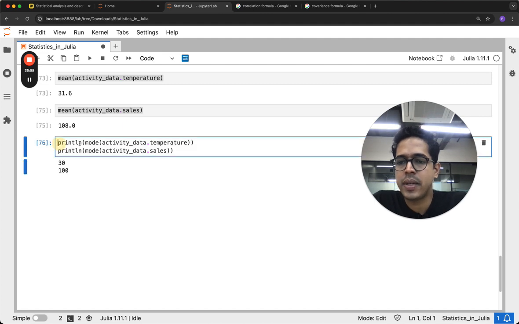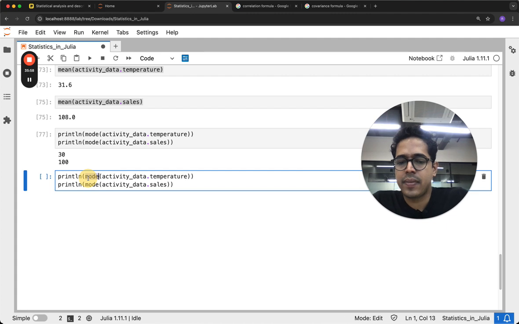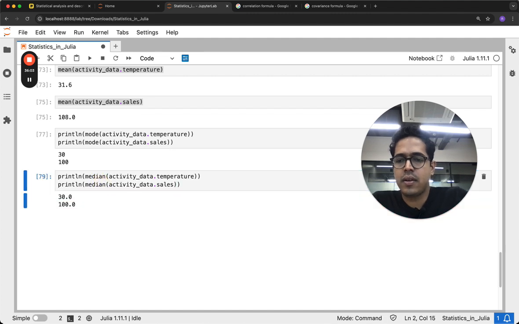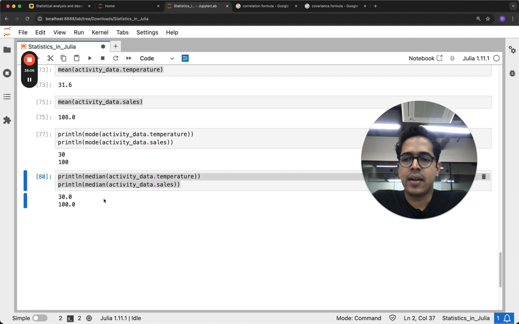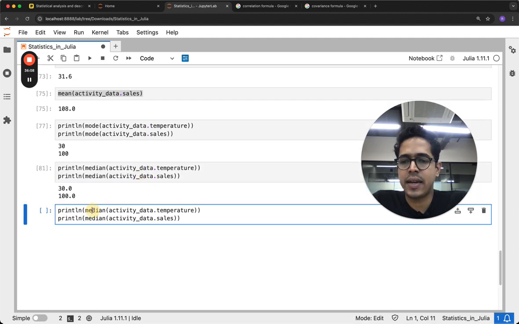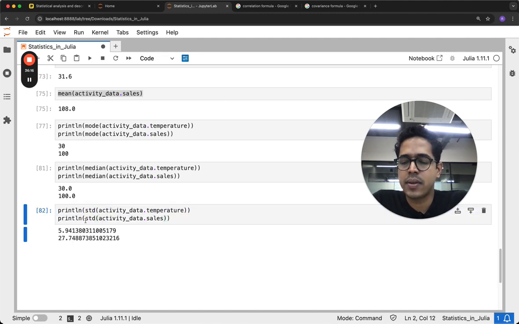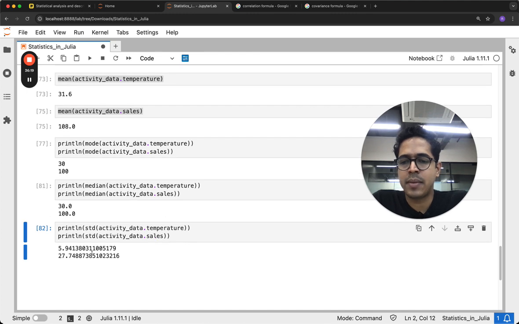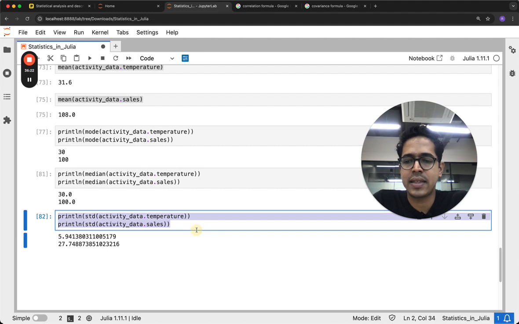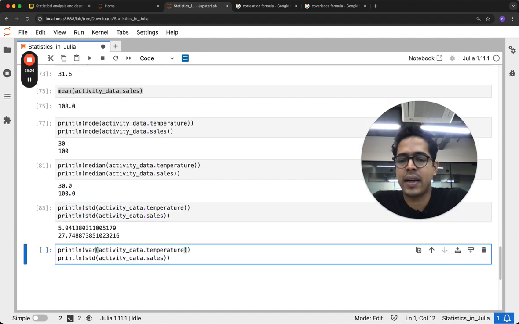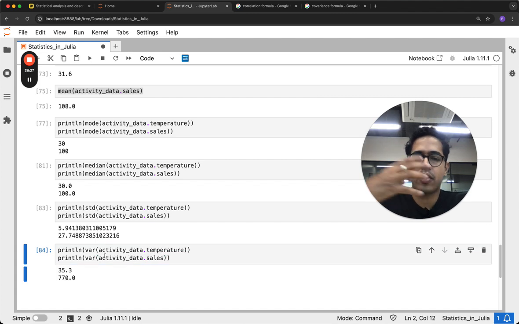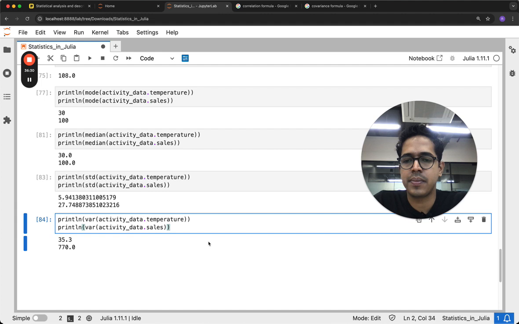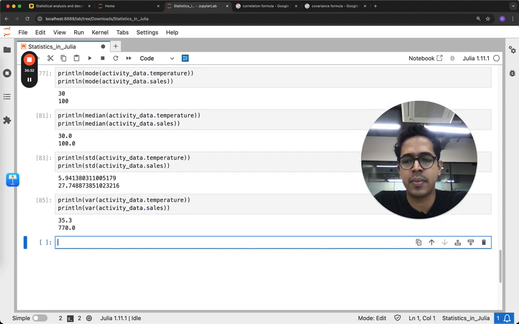So median will also be the same thing. Now when we calculate median, it will be same as mode. Okay, fine. Now let's calculate standard deviation. So STD, this is standard deviation, variance is VAR, and we need standard deviation of both temperature and sales. Temperature has a standard deviation of close to 6, sales has close to 27. Variance will be a very high number because its order of magnitude is square as that of standard deviation, right? So obviously it's a big number.